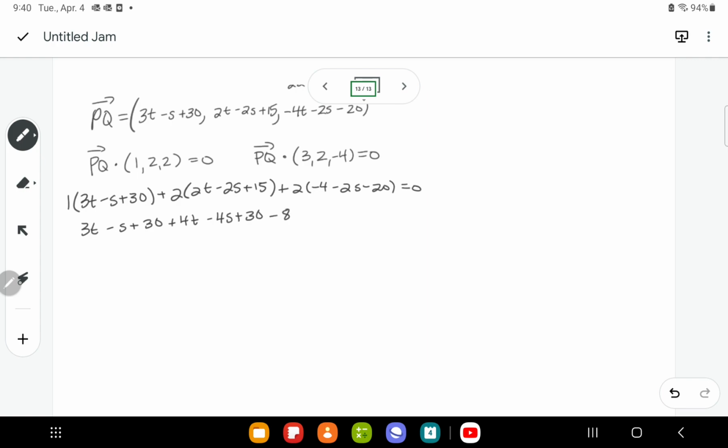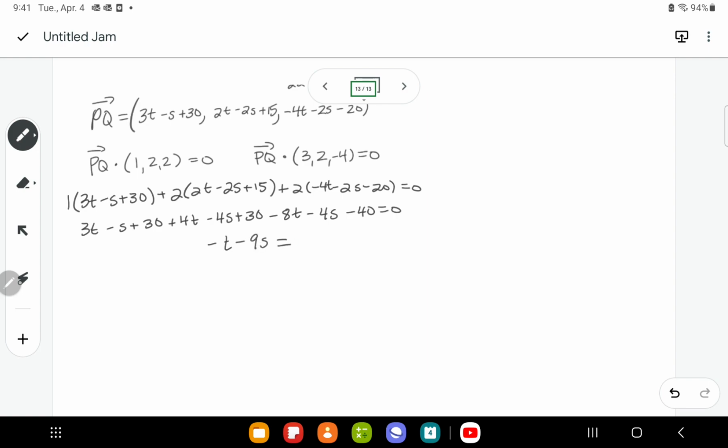So I'm just going to go, whoop, that was 4t. And lots of like terms, these things clean up pretty well. So here I have 3t plus 4t, take away 8t, so I have negative t. How many s's? I've got negative 1s, negative 4s, and negative 4 more, so minus 9s.